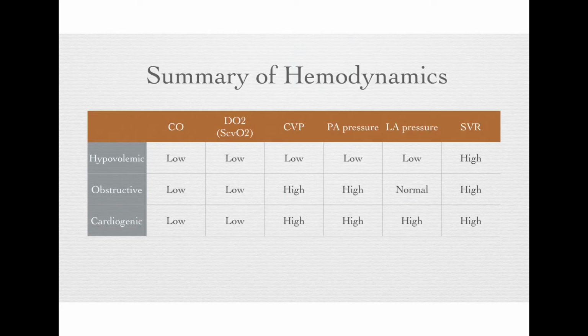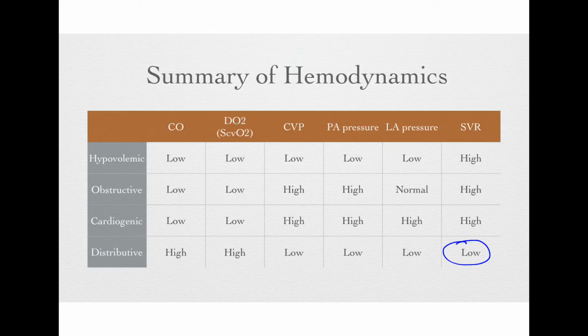Cardiogenic shock, very similar to obstructive shock, except the left atrial pressure or wedge pressure is also high. Finally, in distributive shock, this is the only type of shock where the systemic vascular resistance is low and the cardiac output is typically high to compensate.